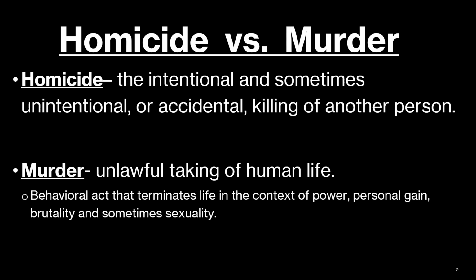So homicide and murder are two different things. Homicide is the intentional and sometimes unintentional or accidental killing of another person. Homicide is like your big umbrella. Murder falls under homicide. So, murder is the unlawful taking of a human life. Murder is the behavioral action that terminates life in the context of power, personal gain, brutality, and sometimes sexuality. So homicide can be intentional or unintentional, but murder is very intentional.